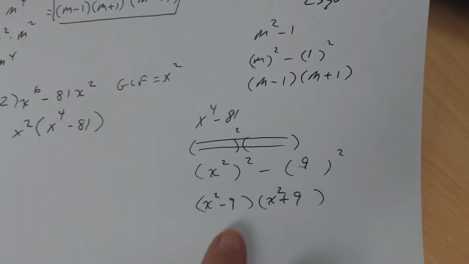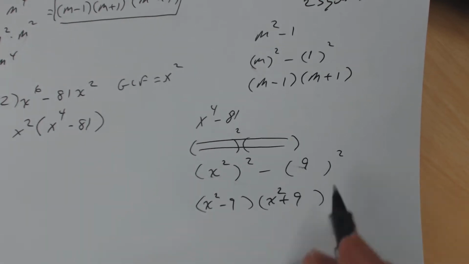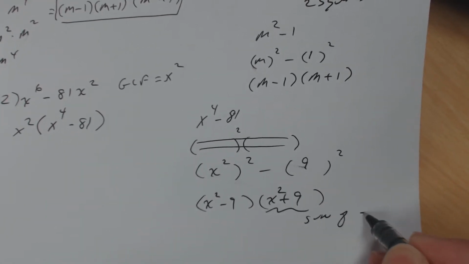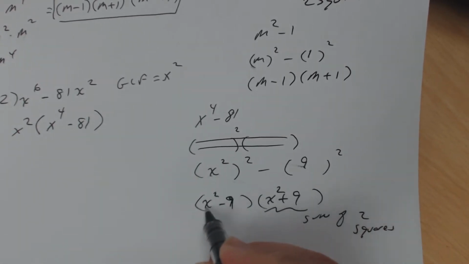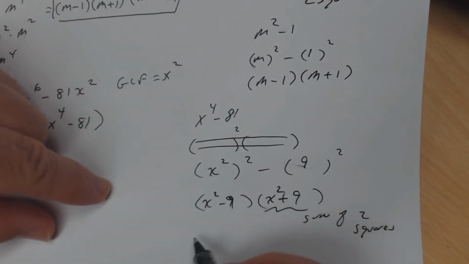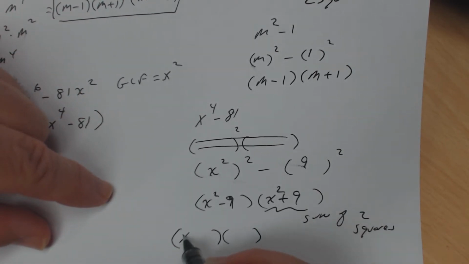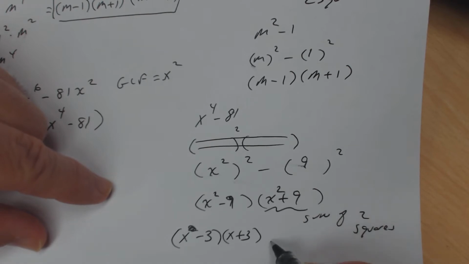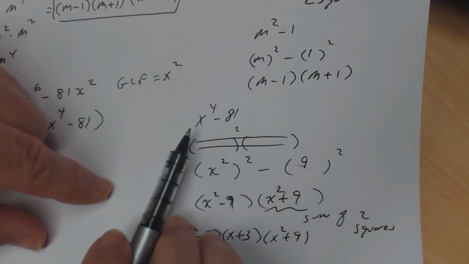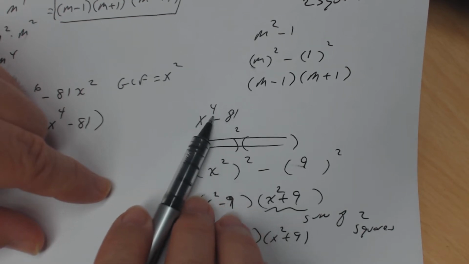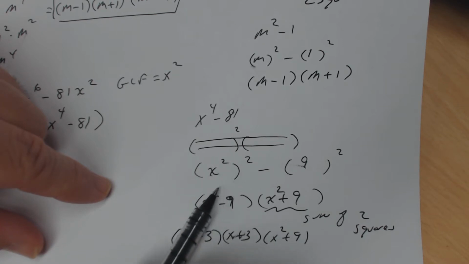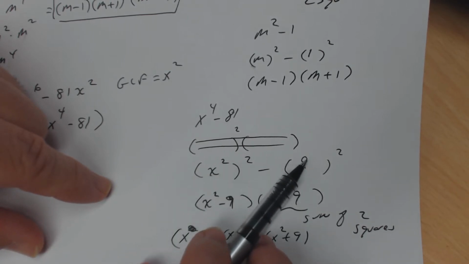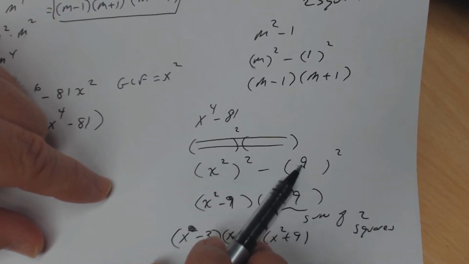Same thing here. If you look at these two factors, this right here is the sum of two squares. So I cannot factor this one. But this right here, x squared minus 9, that's the difference of two squares. And so I can factor it as x minus 3 times x plus 3. And then we just rewrite this part here. So x to the 4th minus 81, we saw that that's the difference of two squares. So I can factor it further into two binomials. So x squared minus 9 times x squared plus 9.